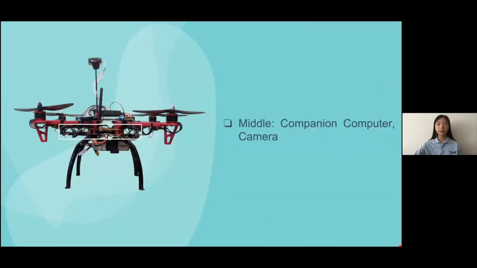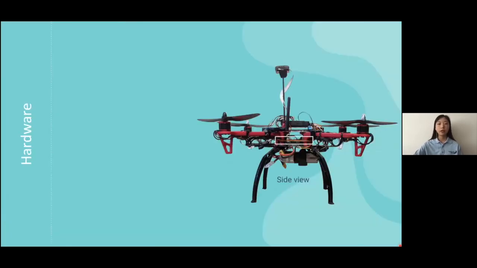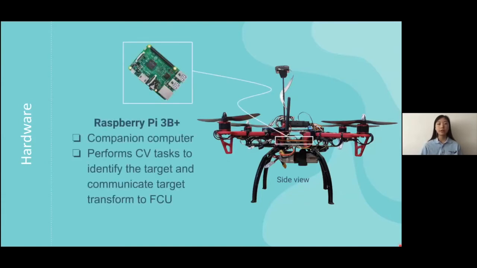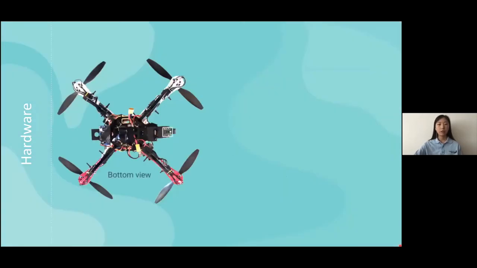The middle layer consists of a companion computer and a camera. The component we chose for the companion computer is Raspberry Pi 3B+. It's the final revision in the Raspberry Pi 3 range. Compared with other models in the 3 range, it has faster Ethernet. We can log into the Pi when we are on the same network. Its job is to perform computer vision tasks to identify the target and communicate the target transform to the flight controller unit.